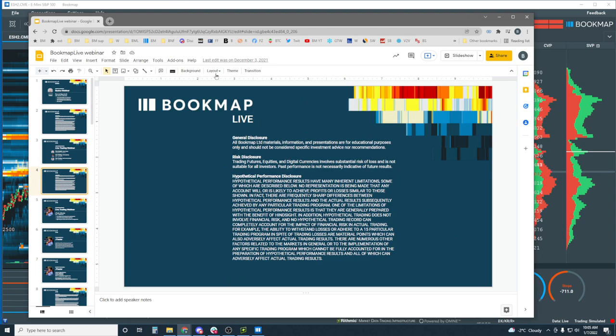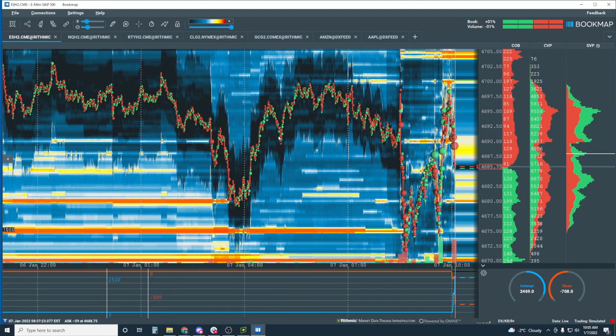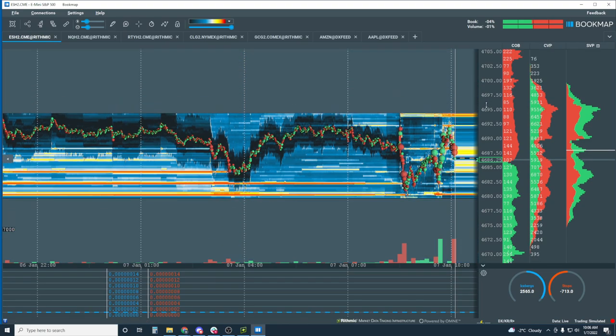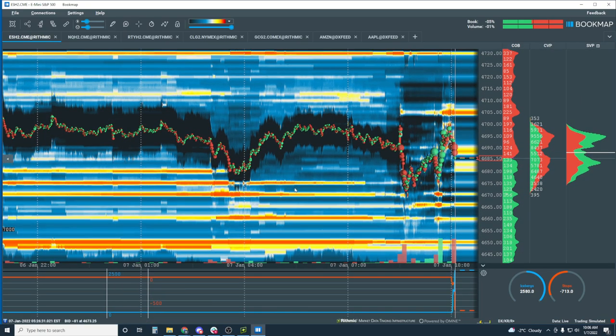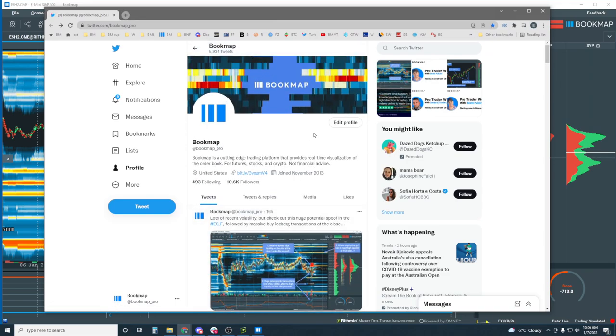All right, let's jump in and see what's going on. There's something that I tweeted about yesterday, and I want to take a look at it. I don't have the MBO data since I closed Bookmap and then restarted it. It was at the close, in this area here. Let me show you our Twitter for just a minute. Okay, here is the tweet.